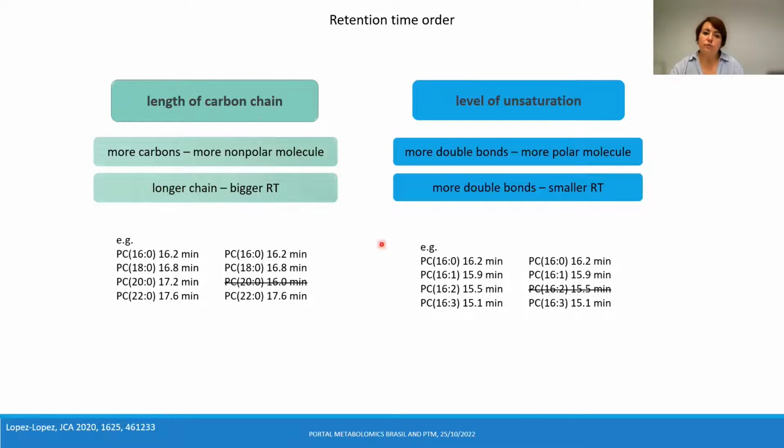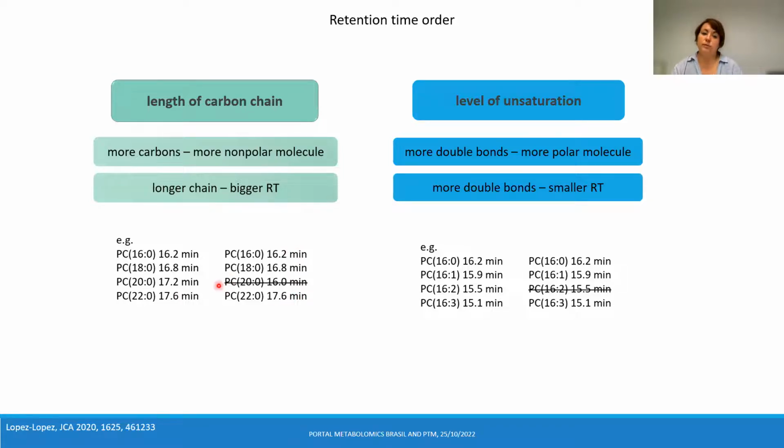And we can apply these rules based on the carbon length, so how many carbons we have in the chain, and also how many double bonds we have. So what is the level of unsaturation? Basically, the idea is very, very simple. The more carbons, the more non-polar the molecule is. So if we have more carbons in our molecule, then the retention time will be bigger. How big will the difference in the retention time be? This depends on what conditions we applied. And in this way, we can easily find the lipids that do not follow this trend.